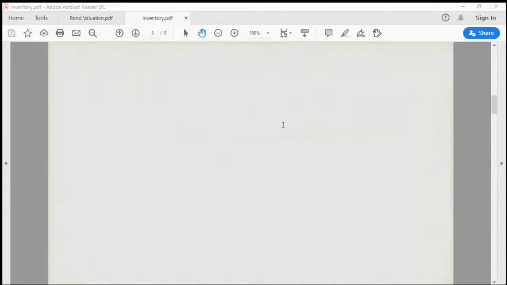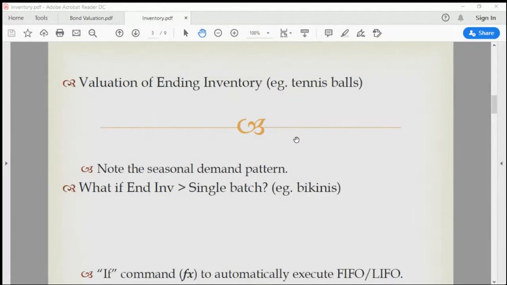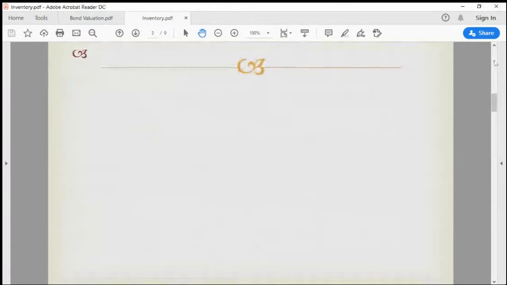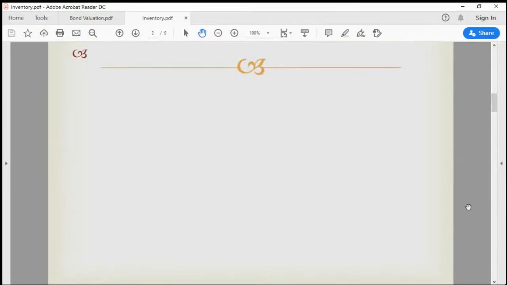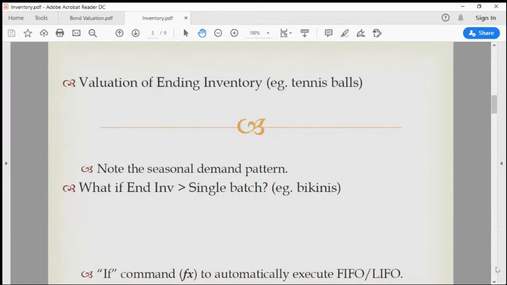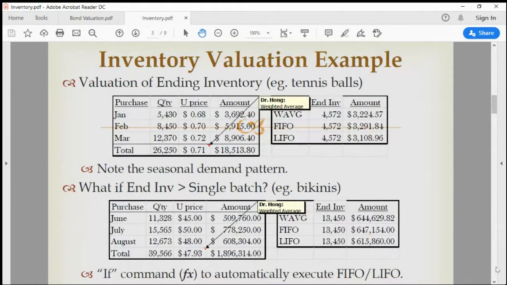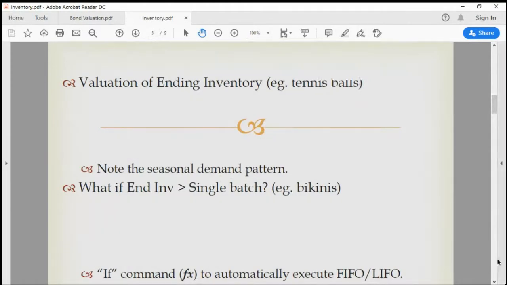FIFO stands for first in, first out. LIFO stands for last in, first out. But the weighted average is quite obvious, right? You know what weighted average is. There are simple average, weighted average, and geometric average. Weighted average is used when you cannot use simple average.